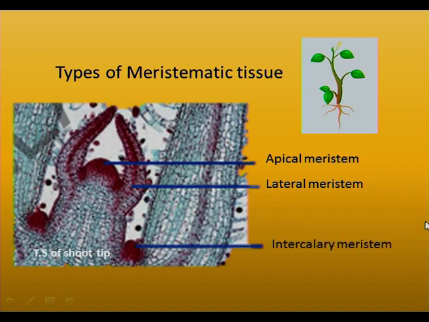Now, intercalary meristem. These tissues are present in the areas from which branching takes place, like where a new leaf, a flower or a stalk grows. Here you can see the intercalary meristems. Here where the new branching takes place, intercalary meristem tissue is seen.